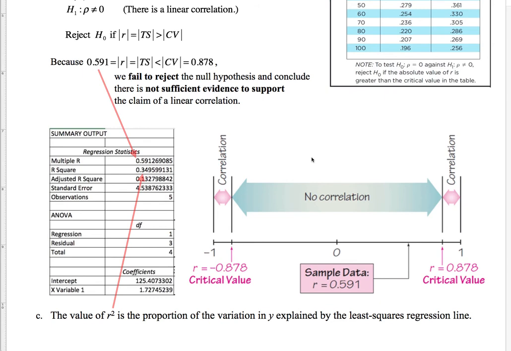So that's our hypothesis test. We fail to reject. If we fail to reject, there is not sufficient evidence to support the claim. So we're done with part B.